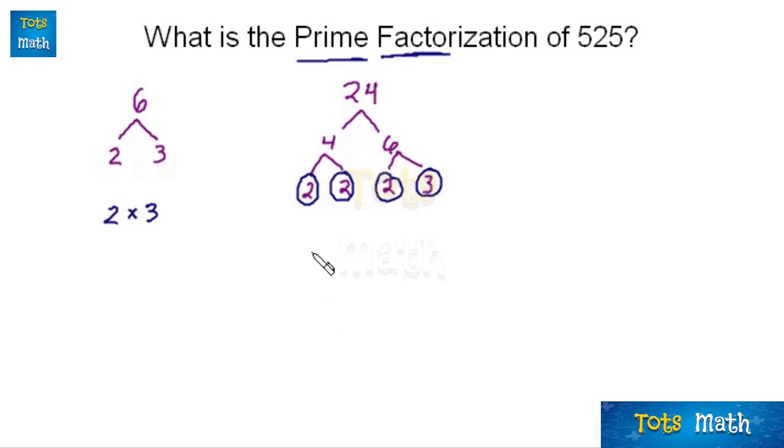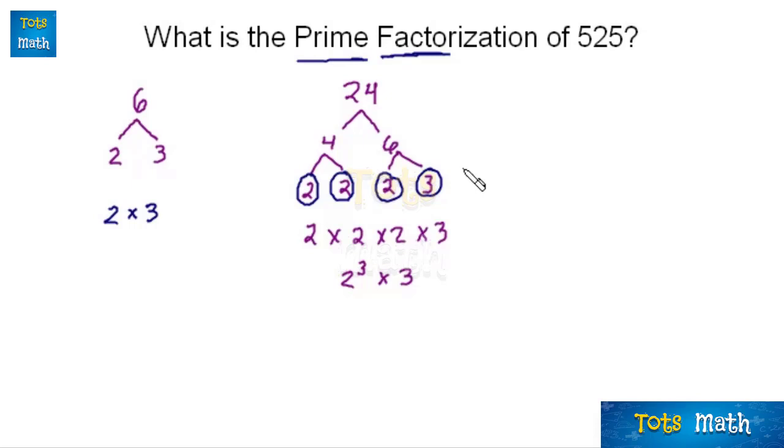And now we can write our prime factors. We have 2 times 2 times 2 times 3. Another way to write 2 times 2 times 2 is 2 to the third power. So we have 2 to the third power times 3. And that is the unique prime factorization for the number 24. No other number will have this prime factorization.